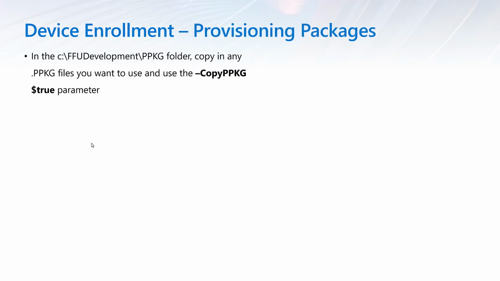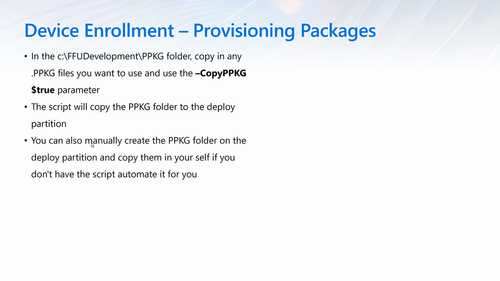Okay, let's talk about provisioning packages now. Provisioning packages aren't widely used across the board, but this is something that I used to recommend quite a bit before self-deploying got much, much better. In the FFU development PPKG folder, you can copy any .ppkg files that you want to use. If you have provisioning packages that you've already made, copy them into that ppkg folder, and then use the -CopyPPKG true parameter. By setting that, we will copy whatever provisioning packages we find in this folder to the deployment drive on your USB stick.